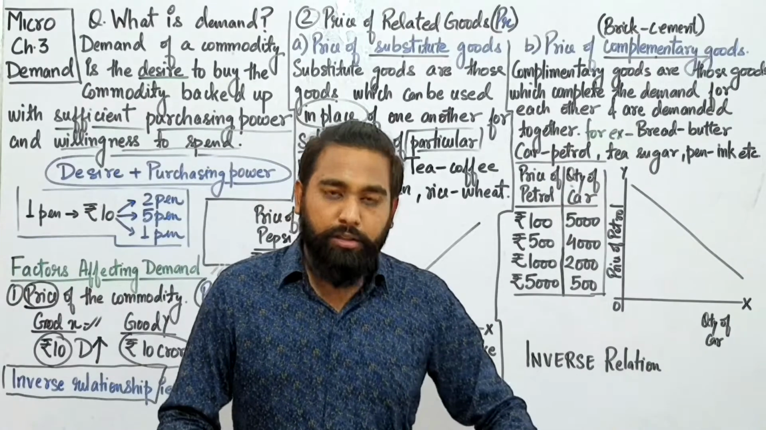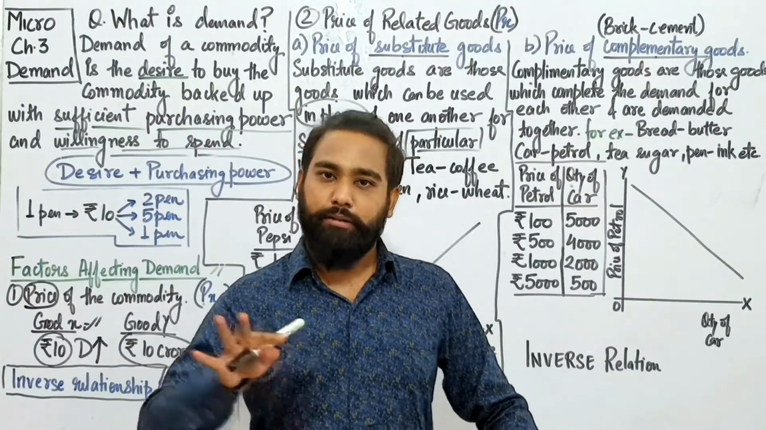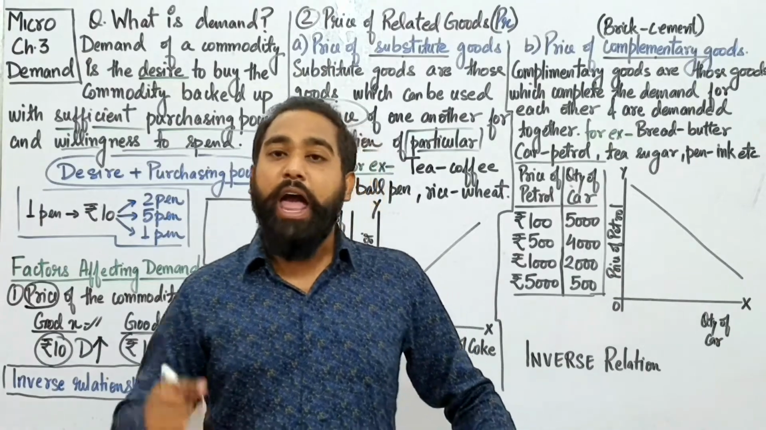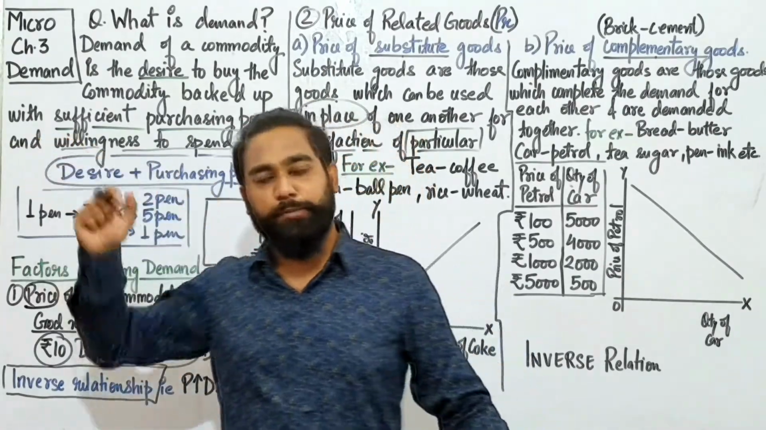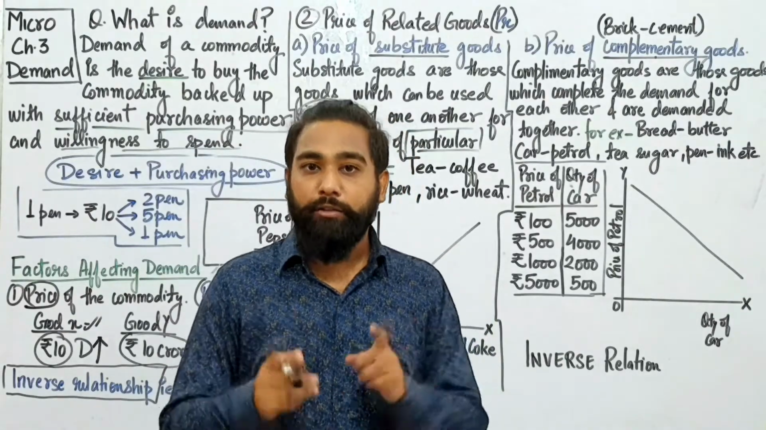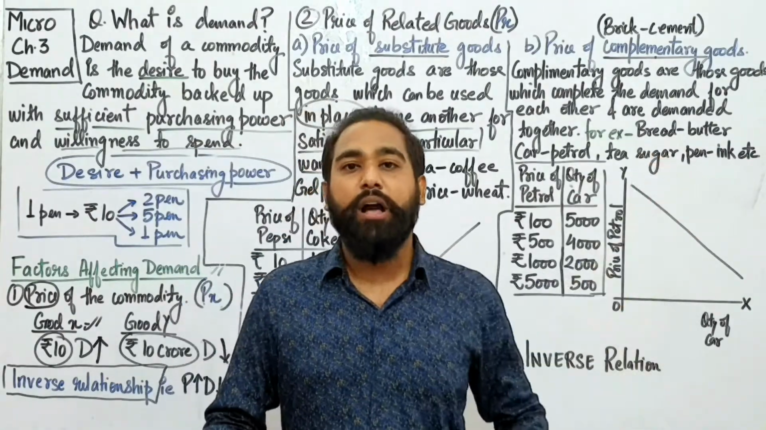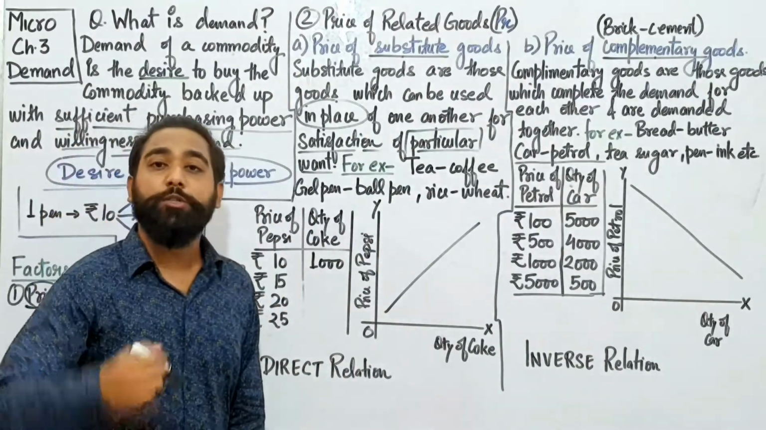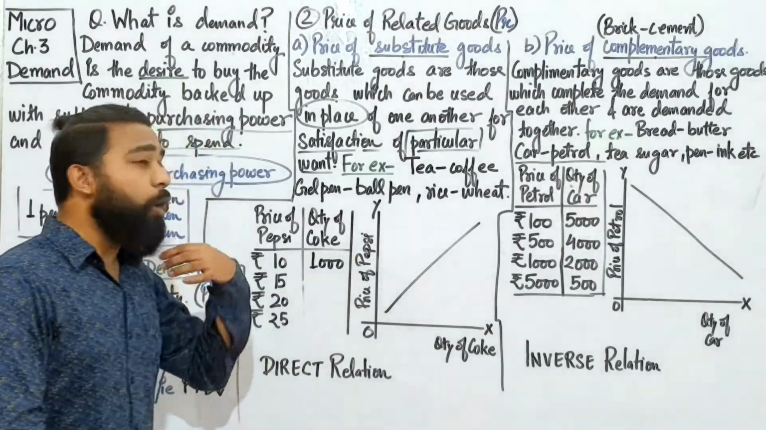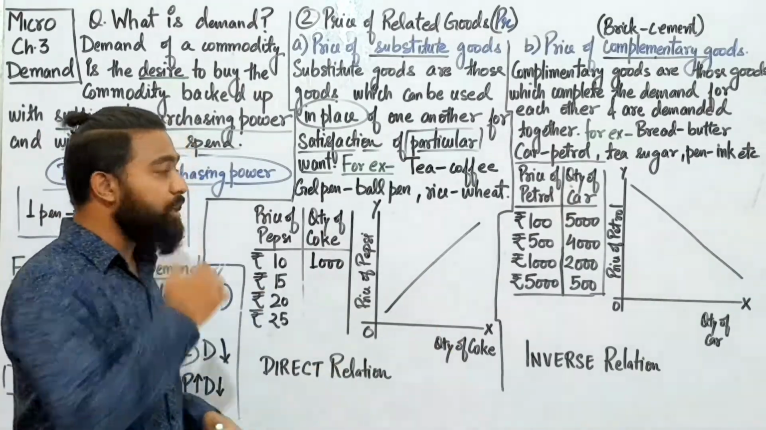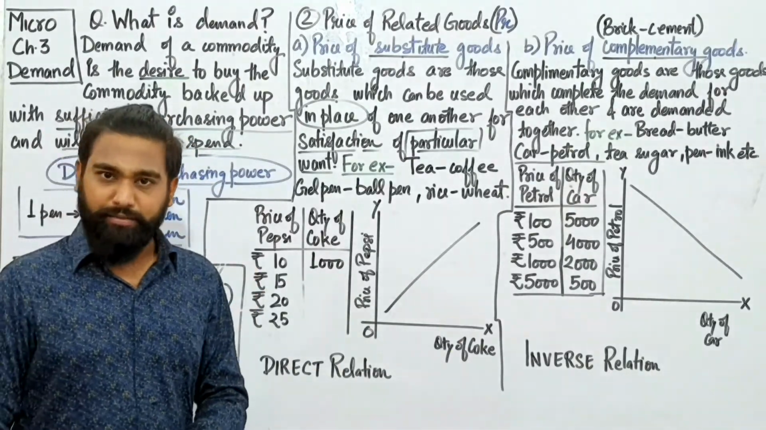Suppose there are two goods of a similar kind. Both are different, the company is different, but they are of a similar kind. And one company is increasing its price. What will you do? You will stop buying that good and you will start buying the other company's good. In this case, if Pepsi is going to increase its price again and again, then it's obvious you are going to buy Coke in place of Pepsi because its price is under your budget.